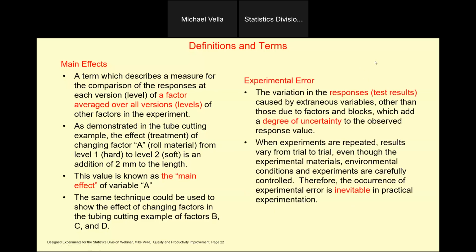Experimental error is the variation in responses caused by extraneous variables other than those due to factors and blocks, which we'll define in a minute, which will add a degree of uncertainty to the observed response value. So when experiments are repeated, results vary from trial to trial, of course, even though the experimental materials, environmental conditions, and experiments are carefully controlled. Therefore, the occurrence of experimental error is inevitable in practical experimentation.